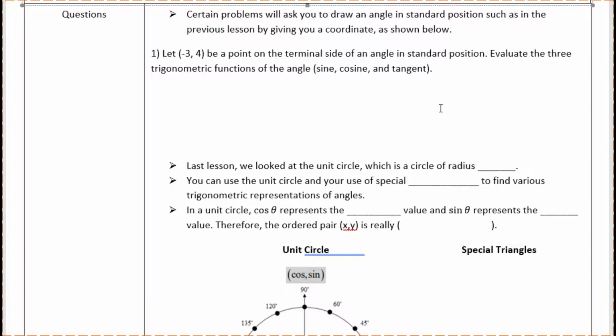The first thing that I want you to be able to do is to use the skill from last class to draw an angle in standard position and evaluate the trig functions. That's just a side note on the lesson so that you can practice with your SOHCAHTOA. So in this example, we're looking at (-3, 4). We're going to draw an angle in standard position using those coordinates.